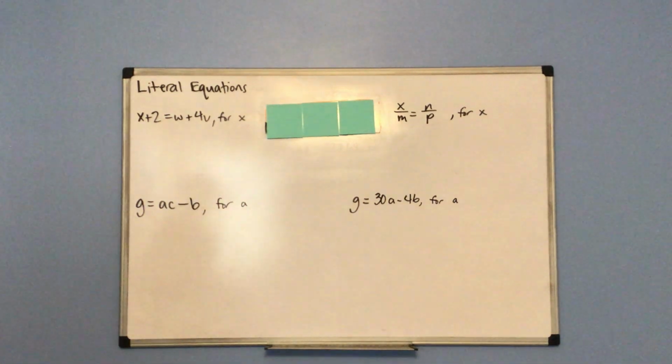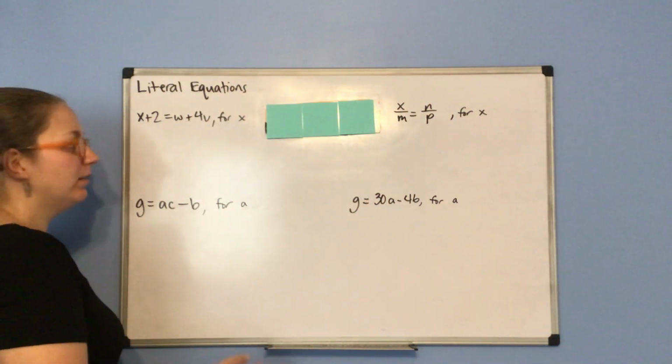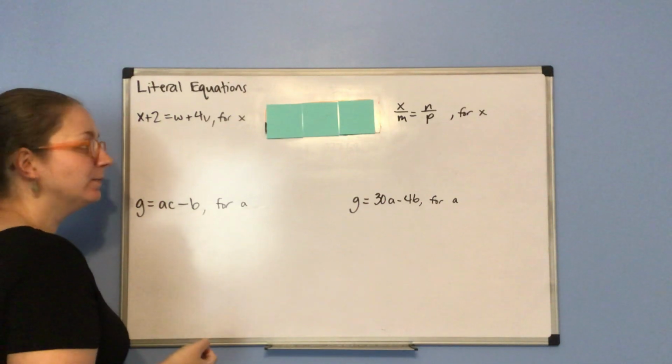Hey there. What we're going to be looking at today are literal equations. So literal equations have more than one variable in them. Since they have more than one variable in them, we cannot just solve that equation and get something like x equals 5. Because we have all these variables, it's not possible for us to get just a number answer.